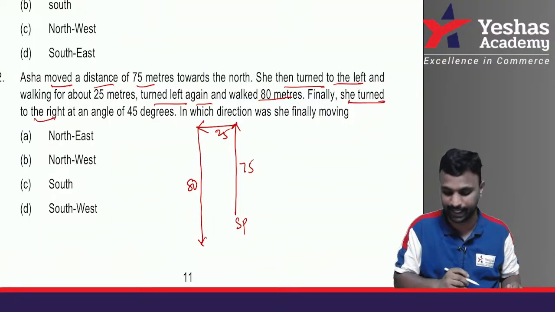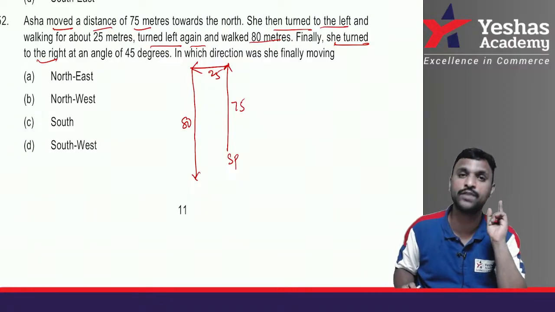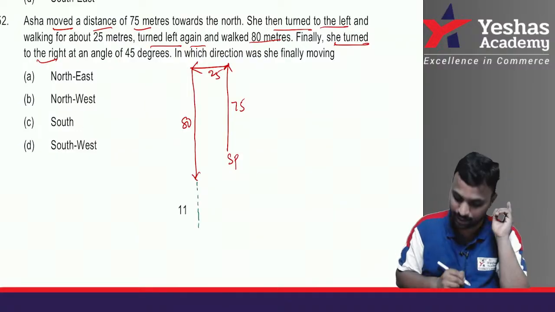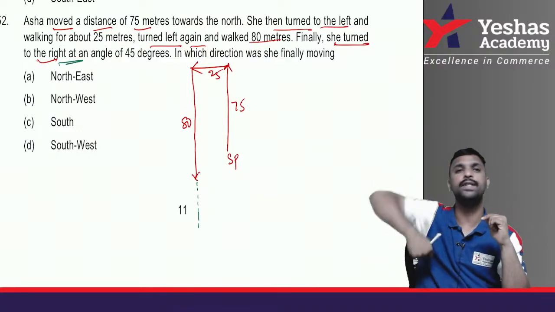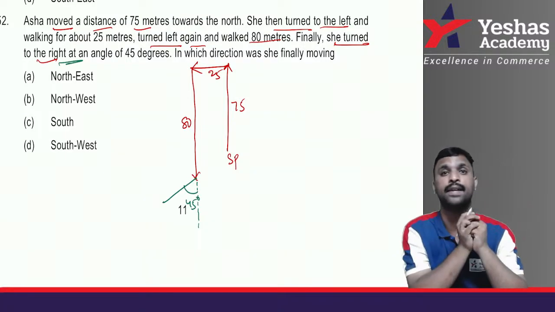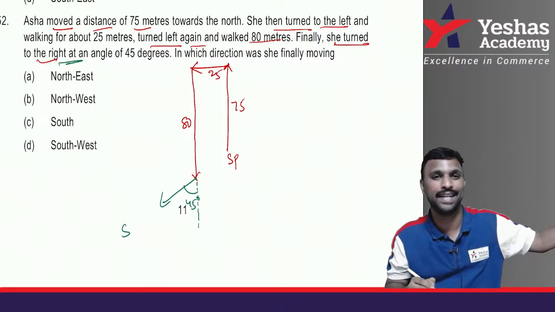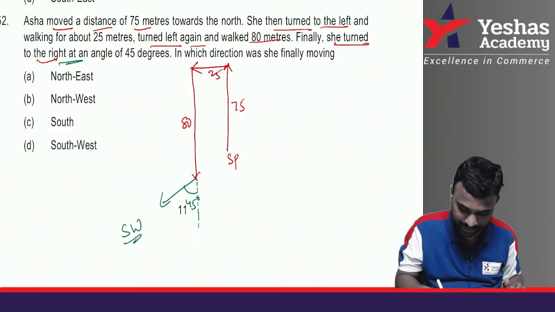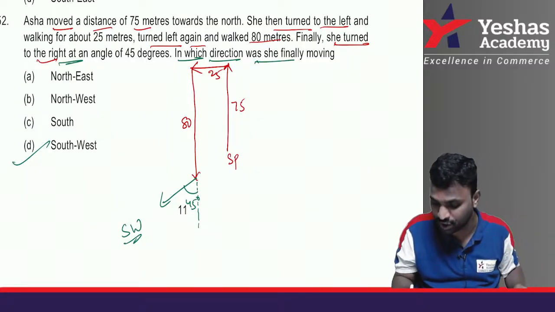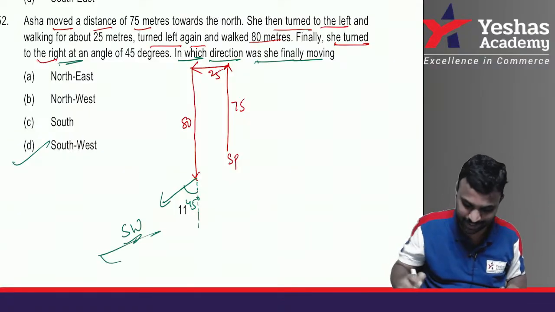She turned toward the right at an angle of 45 degrees. I told you, taking an angle is always with respect to what? The dotted line. So you have to extend the dotted line, and it says right. Going towards south, right is our left. That means towards this side, this should be 45 degrees. Is this clear? Now, finally, she is going towards downwards, that is south, towards the left, that is west. So southwest is the answer. That is what the question is asking: in which direction was she finally moving? She was moving towards south, towards the left. So southwest is the answer.